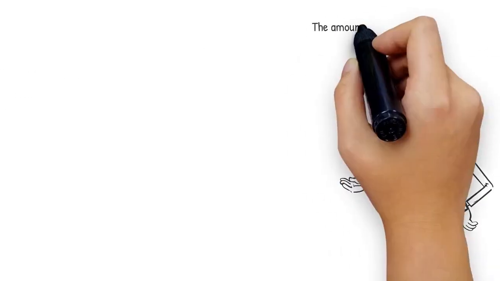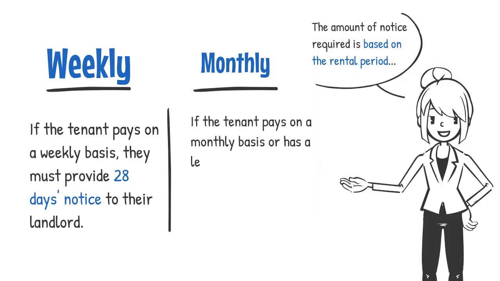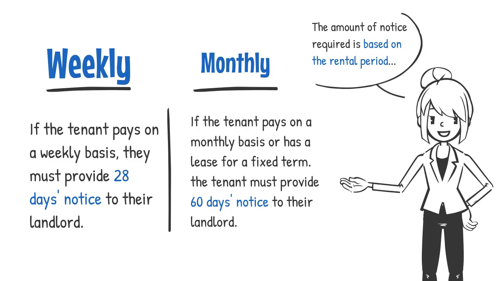The amount of notice that is required is based on the rental period. If the tenant pays on a weekly or monthly basis, the tenant must provide at least 28 days notice to their landlord. If the tenant pays on a monthly basis or has a lease for a fixed term, the tenant must provide 60 days notice.